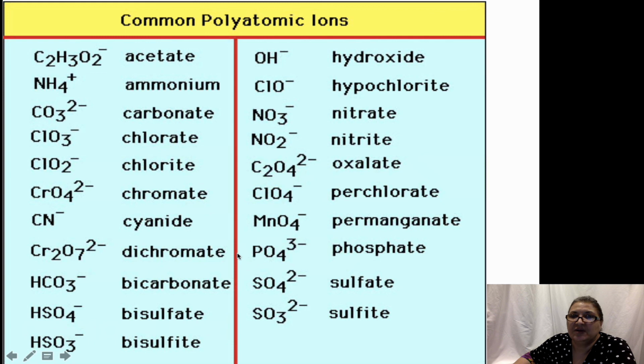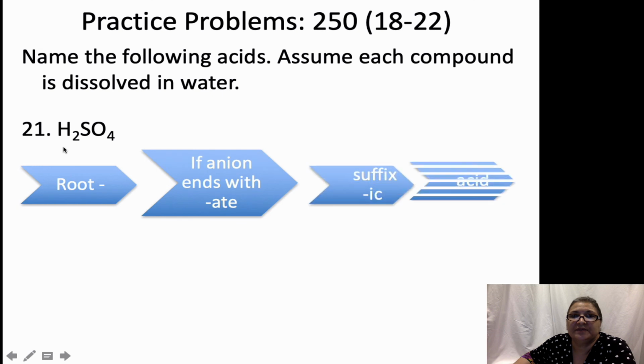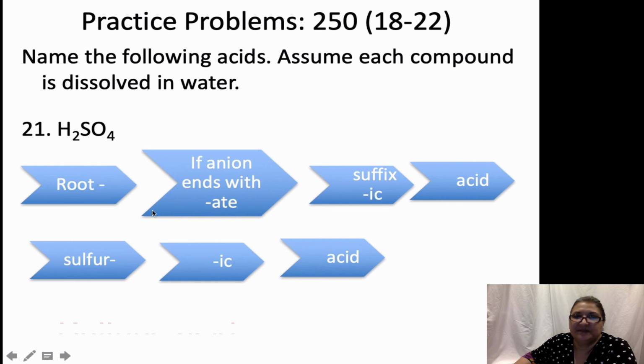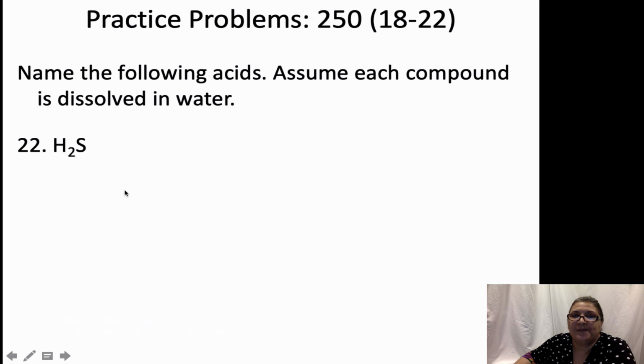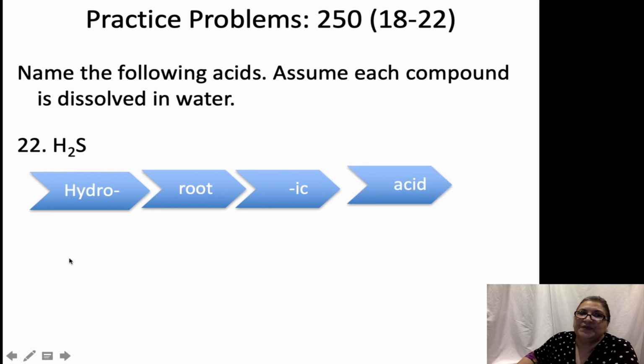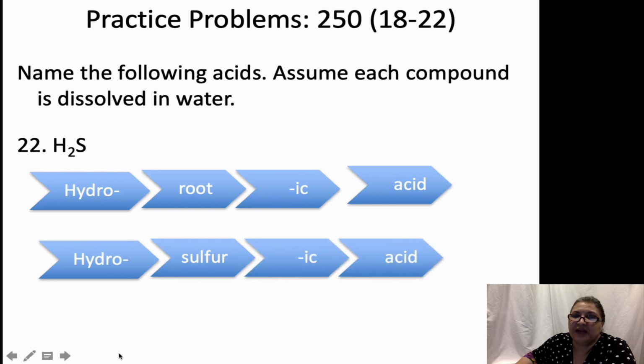Okay, SO4, we look for it on the polyatomic chart, it's right here. So sulfate, so the root, sulfuric acid. Okay, for binaries, it gets a hydro, the root, plus IC, plus the word acid. So hydrosulfuric acid. Hydrosulfuric acid.